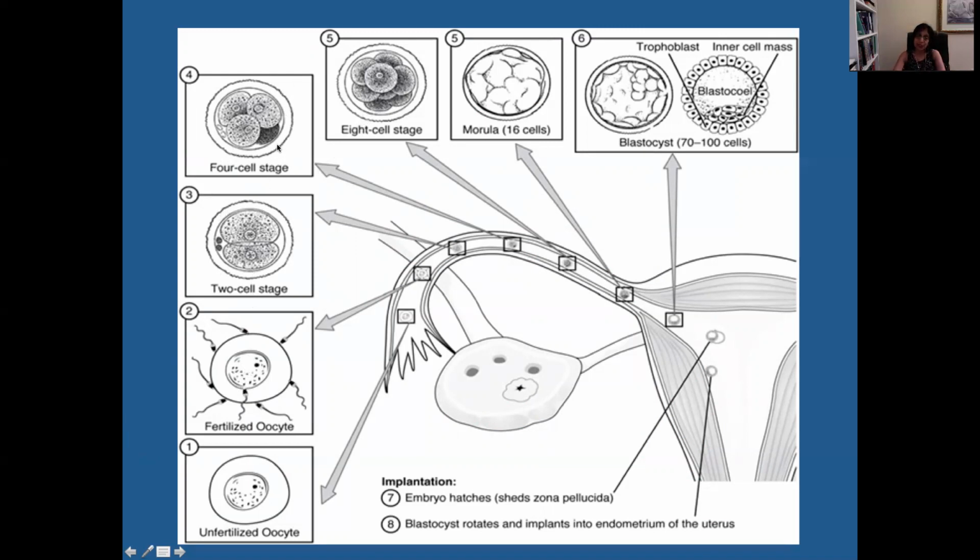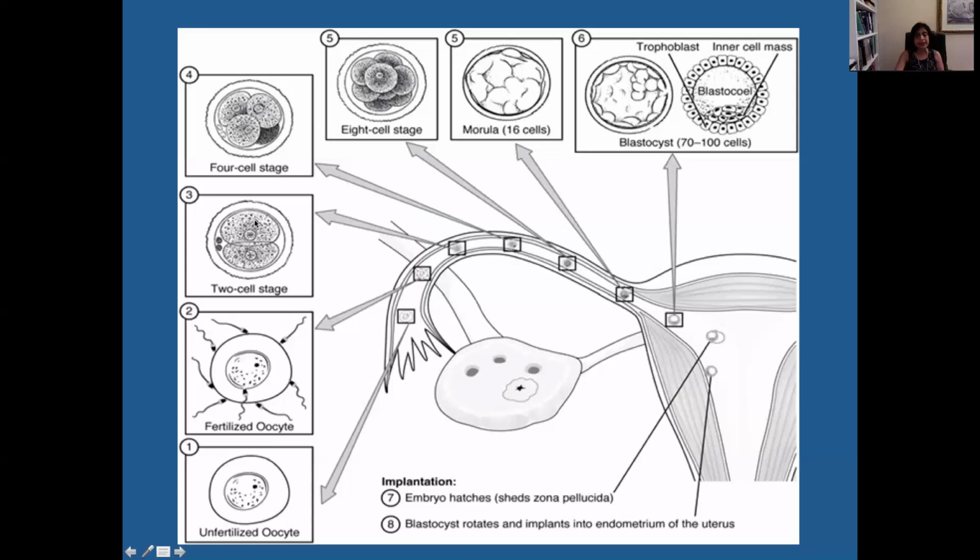As cell divisions continue, you notice the migration of this structure more towards the uterus. The fluid secreted by the fallopian tube is important in nourishing these cells. Please note that zona pellucida is still intact in the 2-cell stage, 4-cell stage, 8-cell stage, and the 16-cell stage. And interestingly, the cells in here are all of the same kind.